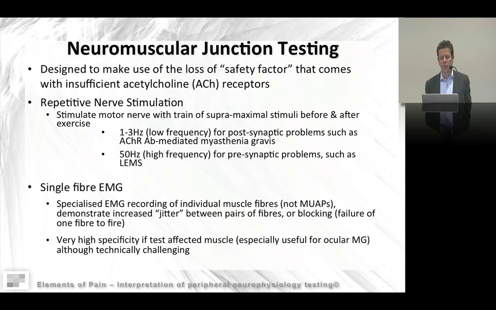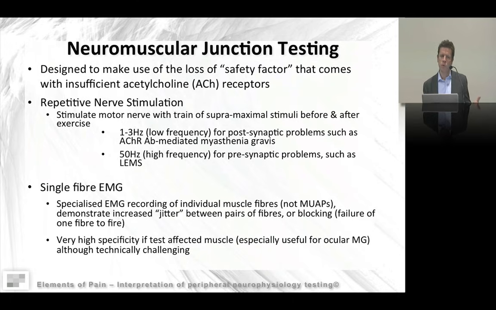Neuromuscular junction testing. Essentially, what happens in these conditions, particularly myasthenia gravis, is a relative problem with the acetylcholine transmission system, such that normally we have a safety factor. We release much more acetylcholine than we need to generate a motor action potential and thus muscle contraction and force. But if people have got a problem with that system, they've got enough maybe on the first release or the second release, but it starts to drop off.